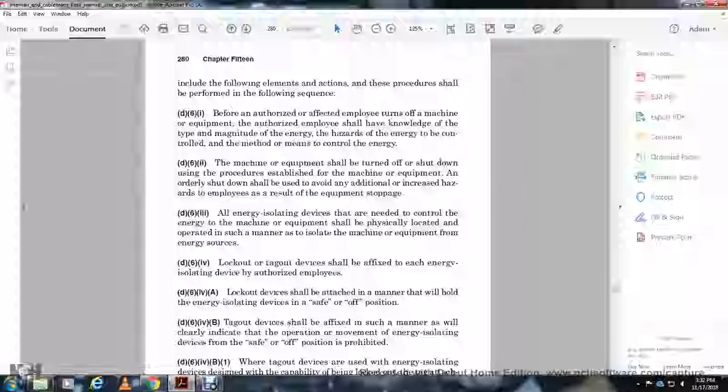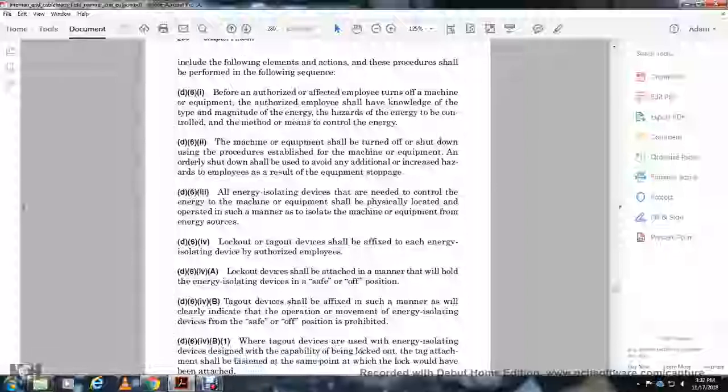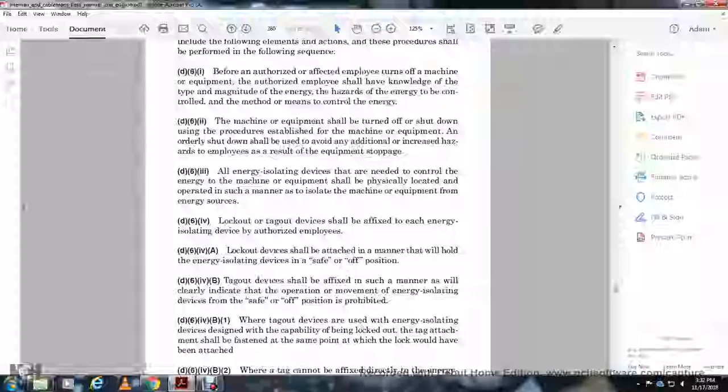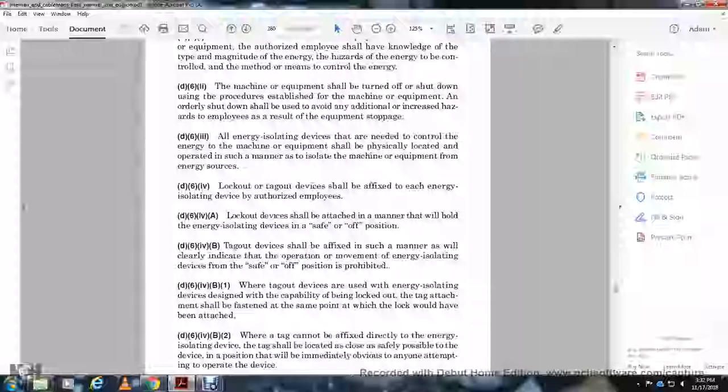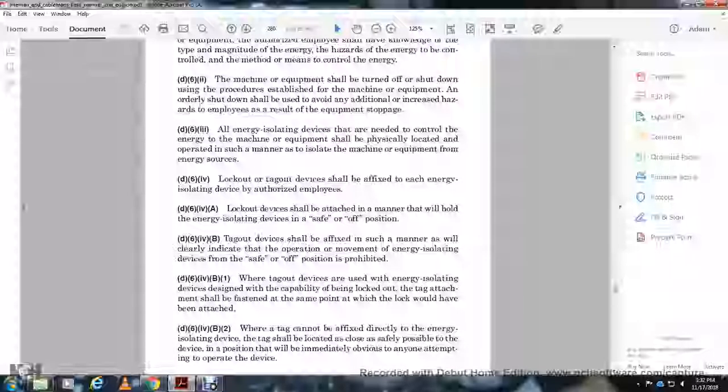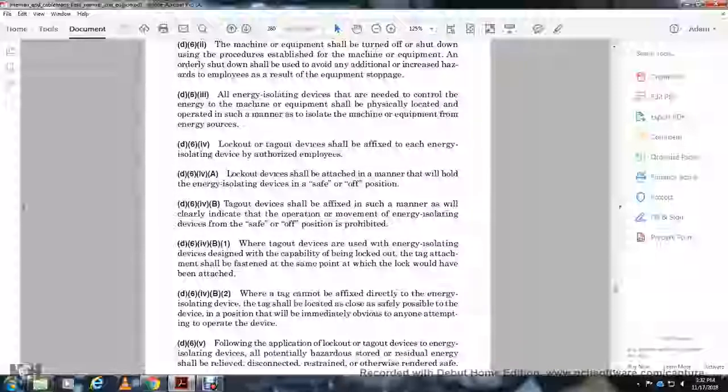Lockout or tag-out devices shall be affixed to each energy isolating device by the authorized employee. Lockout devices shall be attached in a manner that holds the energy isolating device in a safe or off position. Tag-out devices shall be affixed in such a manner as to clearly indicate that the operation or movement of the energy isolating device from the safe or off position is prohibited. Where a tag-out device is used with an energy isolating device designed with the capability of being locked out, the tag attachment shall be fastened at the same point at which the lock would have been attached. The tag cannot be affixed directly to the energy isolating device. The tag should be located as close as safely possible to the device, in a position immediately obvious to anyone attempting to operate the device.